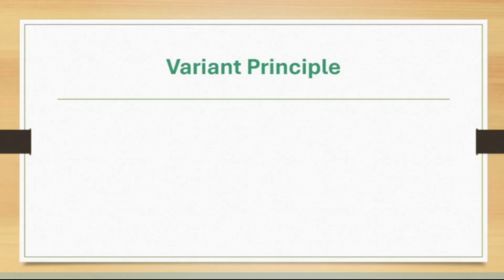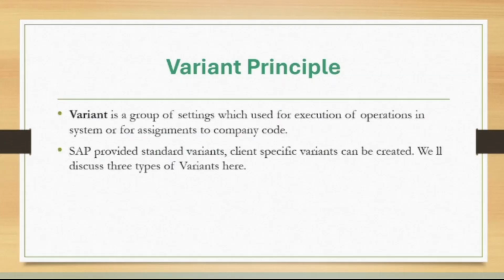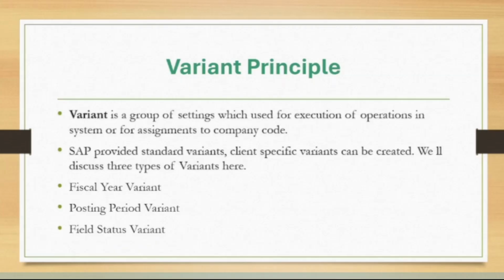So let's discuss. First one is known as variant principle. First, we need to understand this variant principle. See, variant is a group of settings which is used for execution of operation in the system for assignment to a company code. So SAP provides standard variants, client specific variants can be created, and we'll also discuss these variants. There are three types of variants. One is your fiscal year variant, posting period variants, and field status variant.